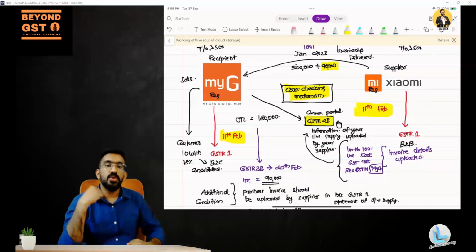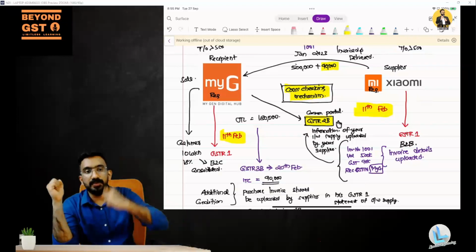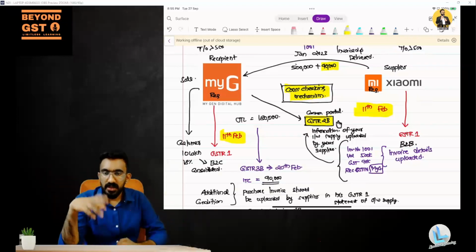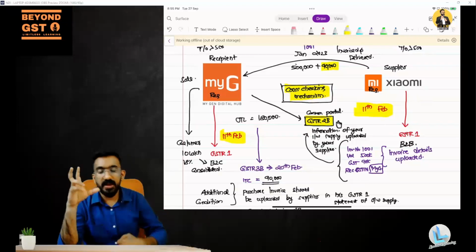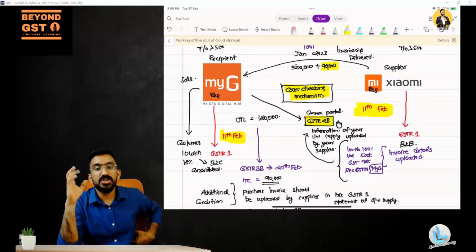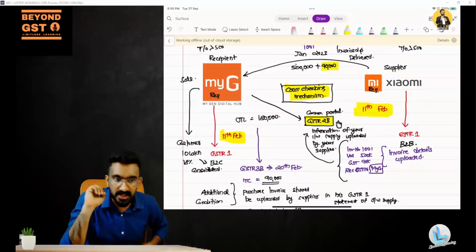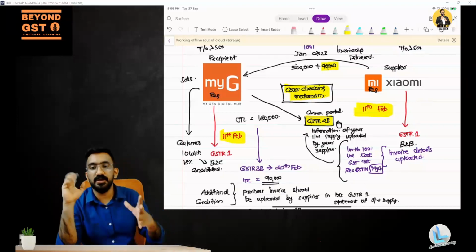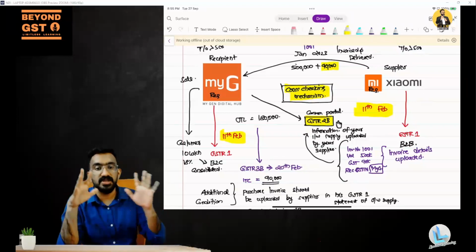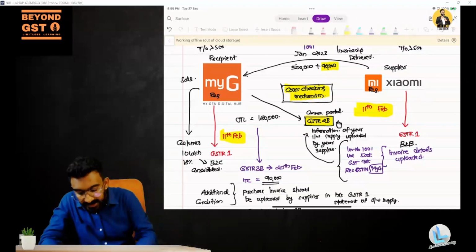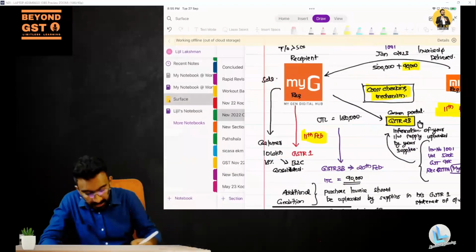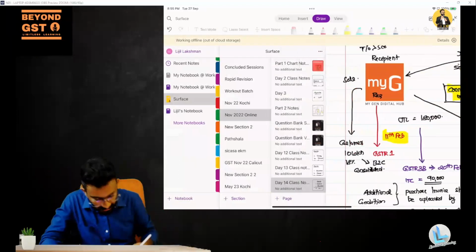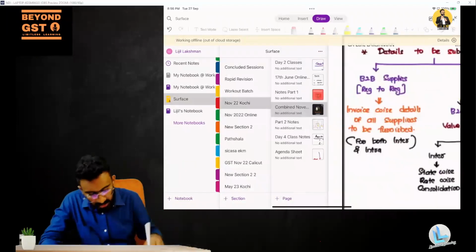Yes. So if the uploaded number of invoices has the name of MyG as recipient, that much credit only MyG can take, which means how much credit will be available for MyG here? 90,000, because it is uploaded. Now, how will this be tested in the exam? Now, let's go back and then read the provision. What are they trying to communicate here?